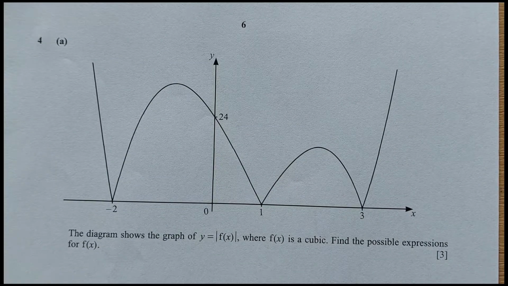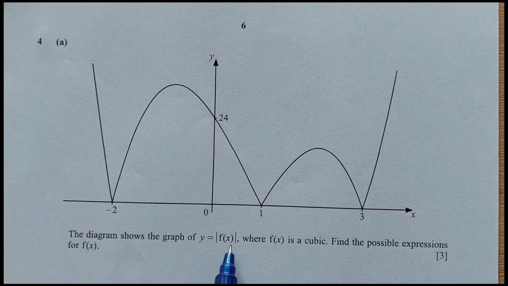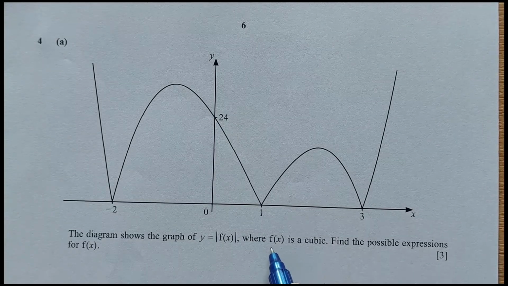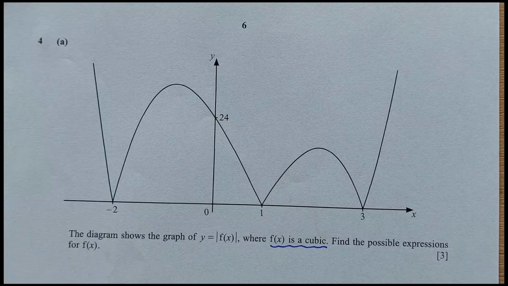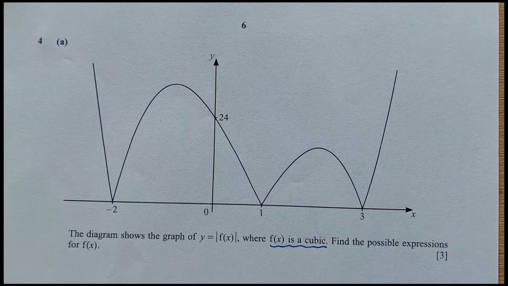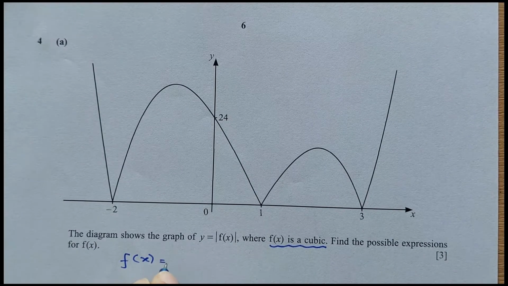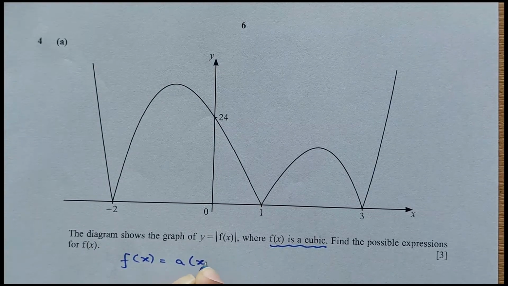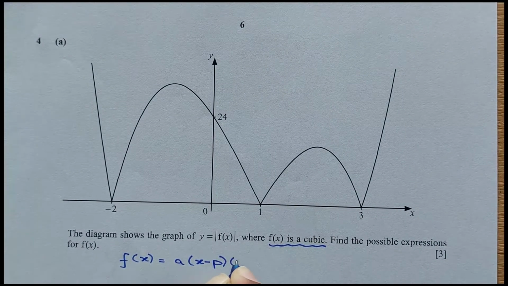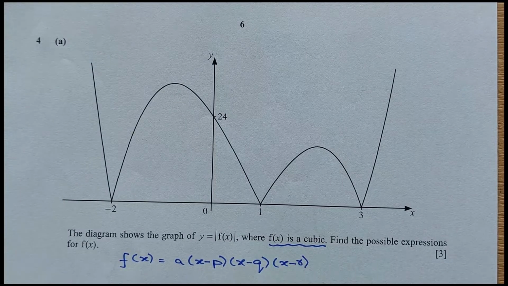Question number 4, in the A part, the diagram shows the graph of y equals the absolute value of f of x, where f of x is a cubic function. Find the possible expressions for f of x. Okay, so the function is a cubic function. For a cubic function, we have the standard form f of x equals a, x minus p, x minus q, and x minus r. Now what are p, q, r?